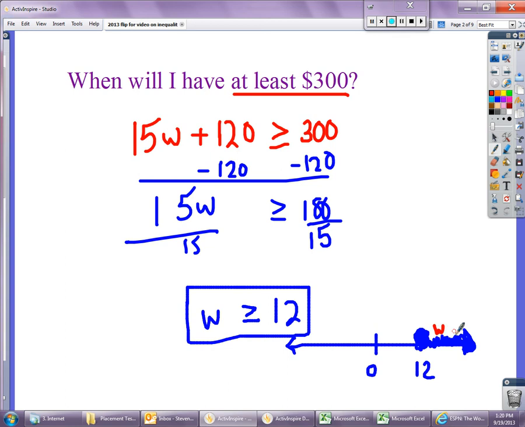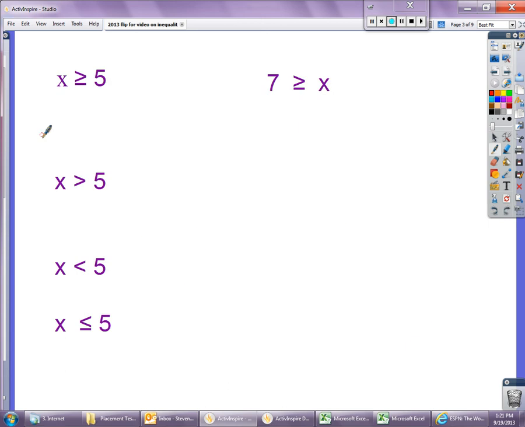So this could be W. This could be W. And actually, I could work 1,000 weeks if I keep going, and I will make at least $300. So these are all the possible solutions. And because you can't write them all out, we use a graph to represent them. Well, a couple things about graphing. You need to know how to always, when you get your answer, how to show what the answer is graphically.